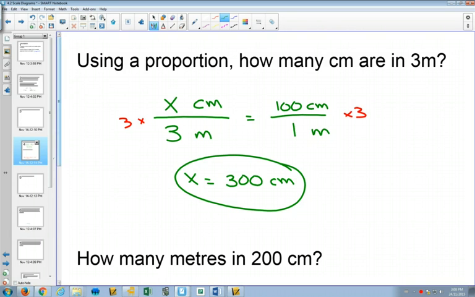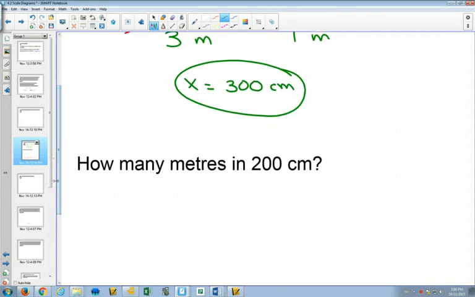Okay. Some of these, eventually, since you know there's 100 centimeters in 1 meter, 200 centimeters, you might be able to do it in your head really quick. That's great. We're going to set up a proportion again. Okay. What do we want to find? We want to find out how many meters, even though this is probably one you would do in your head and say the answer right away.